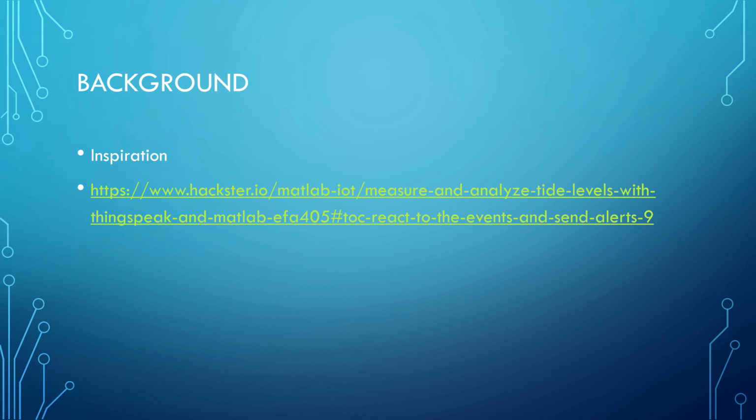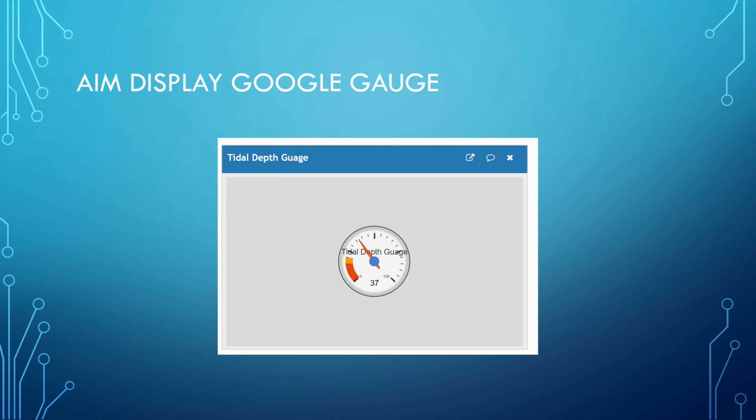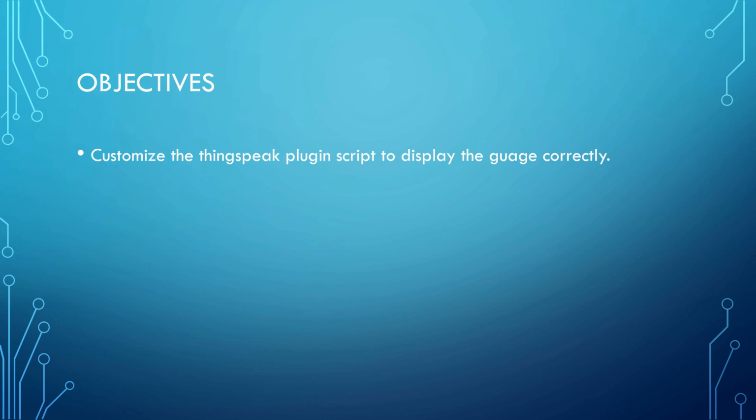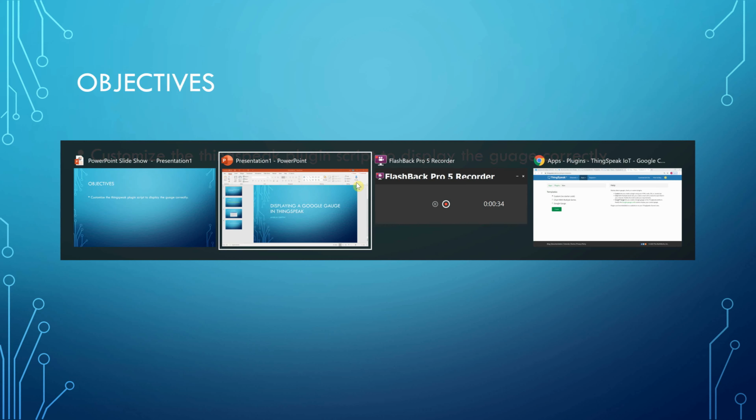Today is the 1st of May 2020 and we want to display a Google Gauge in ThingSpeak. We'll look at this in a second. There's the background from hackster.io, just to give me the inspiration for this. We want to display that gauge. I took that about 5 minutes ago, and the objective is to customize the ThingSpeak plugin to display the gauge correctly.